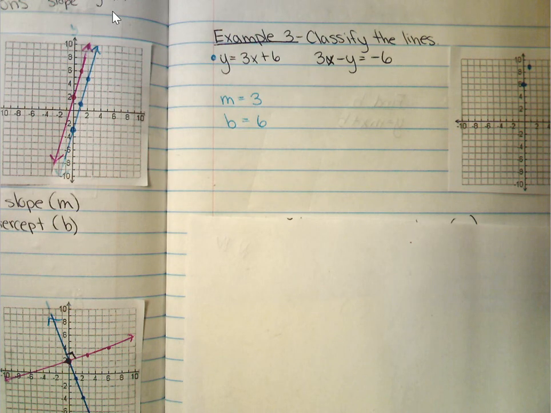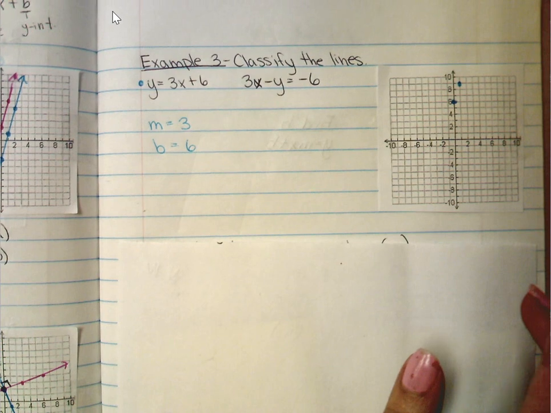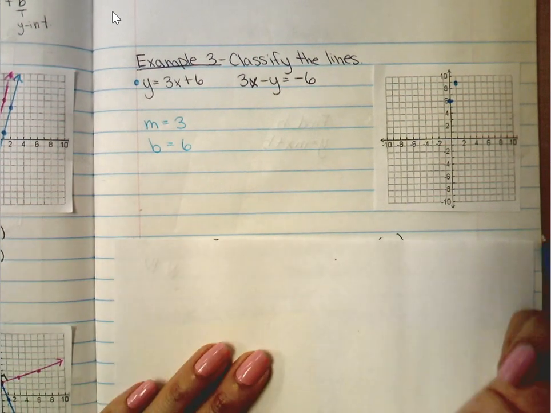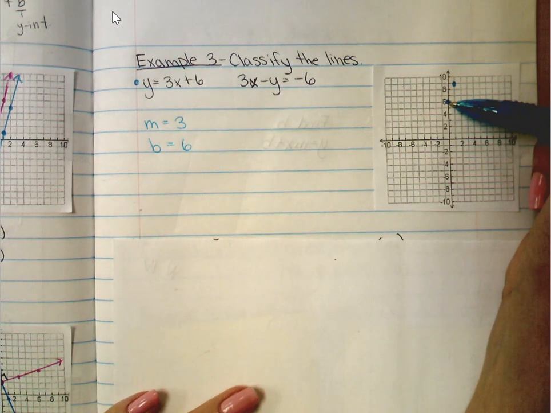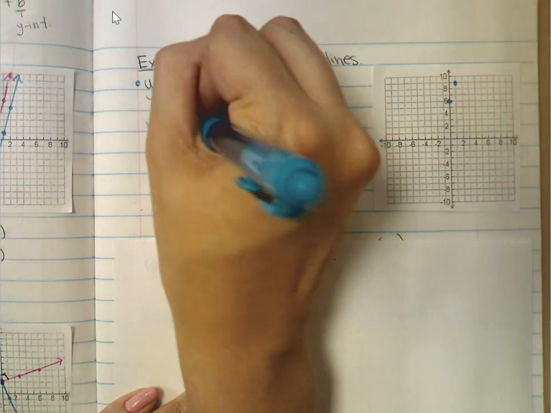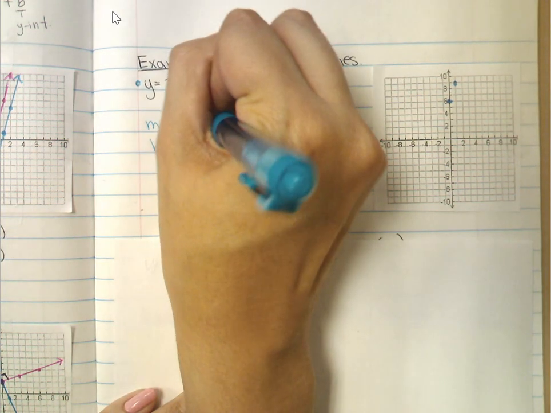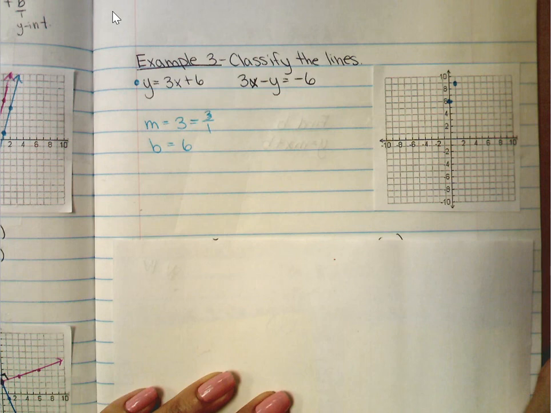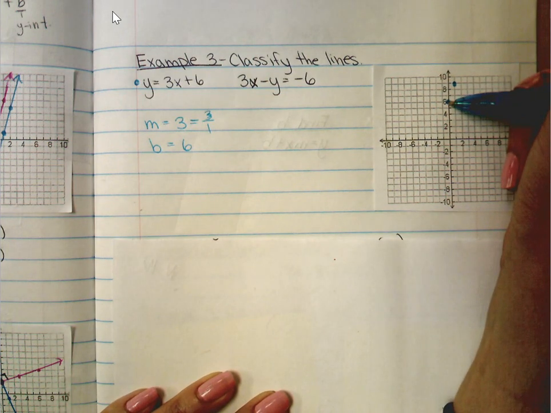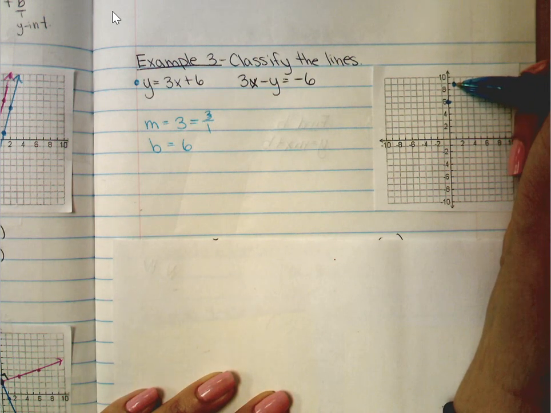Alright, so for example 3, I already identified the slope and the y-intercept for the first line. And I'm going to start plotting that on my graph. So the first point is the 6, I already placed that right there. And then my slope is telling me that I have to go up 3 and then 1 to the right. So if I go up 3, 1, 2, 3, 1 to the right.